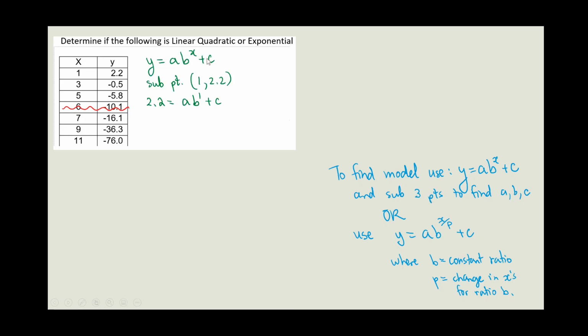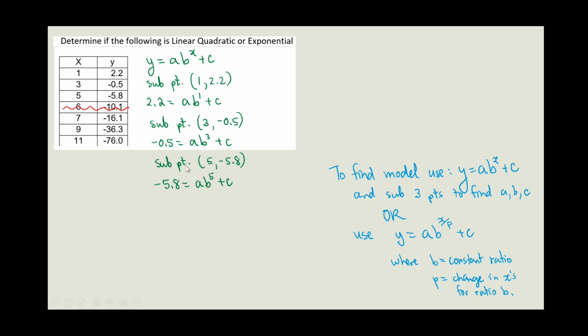So if this is the equation, we're going to plug in the very first point, x = 1 and y = 2.2, into the equation, and then leave it because we have 3 unknowns. Then plug in another point, point 3. So 3 goes in where x is, then negative 0.5 goes where y is in the equation, and then again leave it for now. We have 3 unknowns.